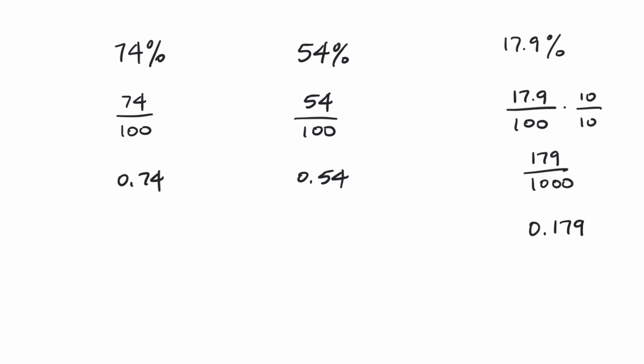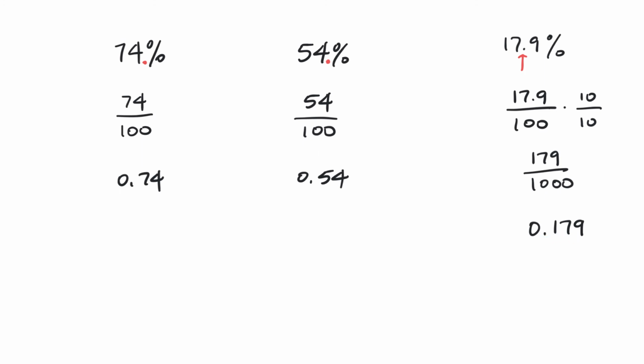Now, what you might notice is that there's a pretty easy way to get from 74% to 74 hundredths, 54% to 54 hundredths, 17.9% to 179 thousandths. The easy way to do that: my decimal for my percentages is right here, and then of course this one is right there. Notice that when I'm done writing it as a decimal, the decimal has now been moved 2 places to the left, 1, 2.